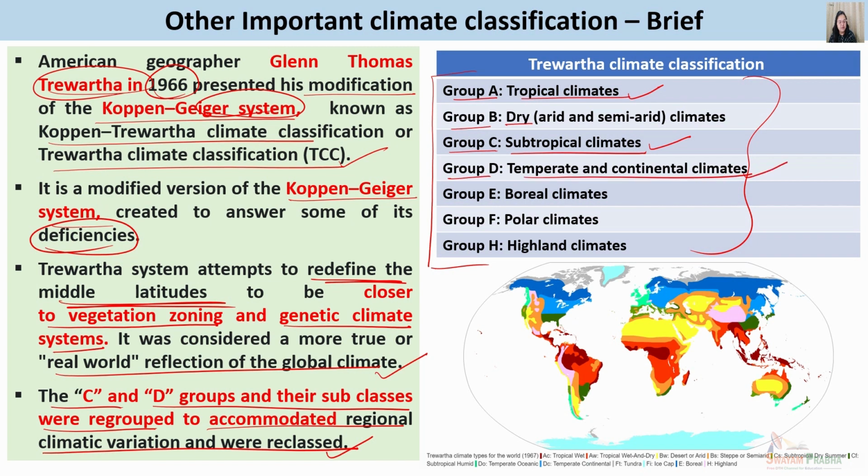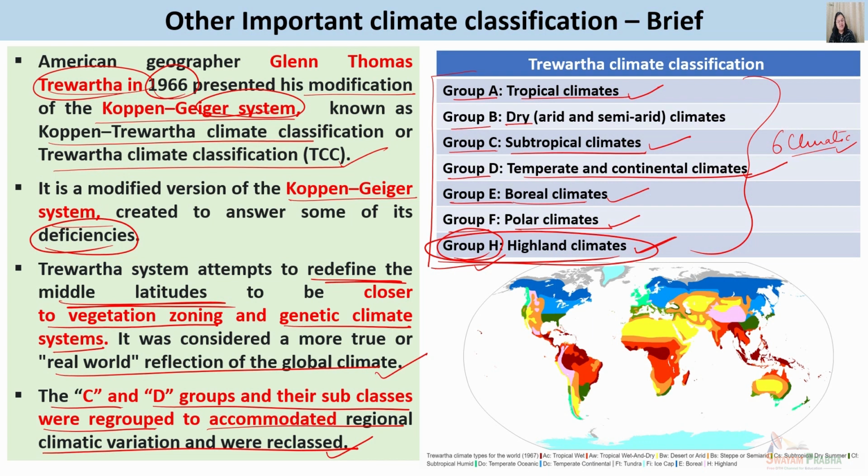and continental climates, E represented boreal climate, F group represented polar climates, and a separate category was also presented to reflect the snow-covered regions of the lower and middle latitudes, which was shown by letter H. So these were the 6 climatic regions which were given by Trewartha later on.